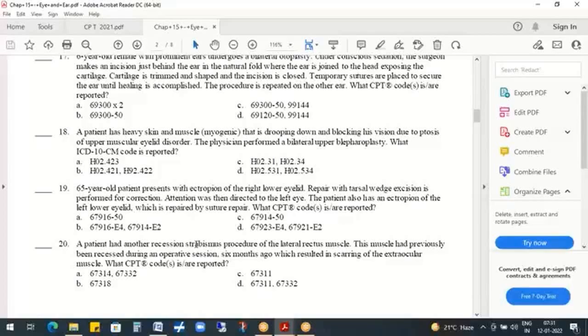67914, read the code description. 914 says about ectropion. 916, repair of ectropion. 923 is entropion. Now blindly rule out option D. Why? Because ectropion is the procedure performed. Then B is the answer. One is entropion, one is ectropion. Here the procedure performed is ectropion. Understood?